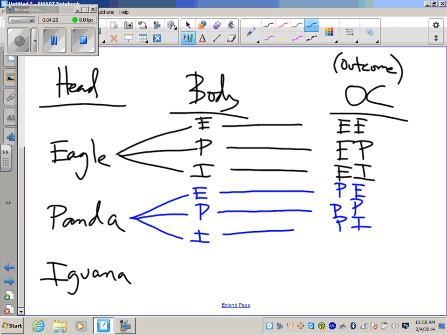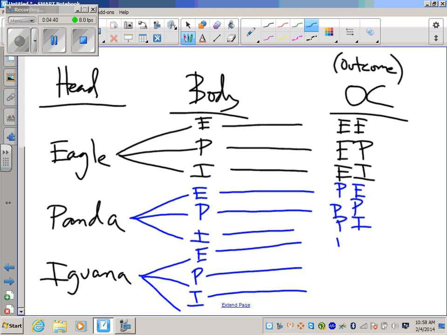So you pick the iguana head. Choices for body again. Eagle, panda, iguana. So iguana head, eagle body; iguana head, panda body; iguana head, iguana body. Okay. How many total choices would you have? How many total outcomes did we come up with?